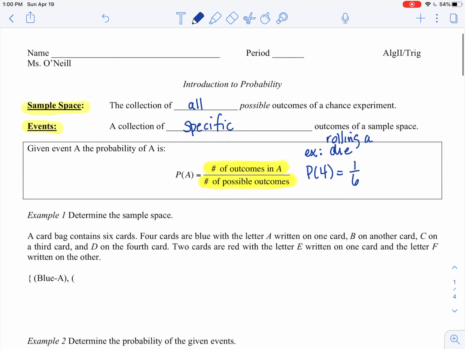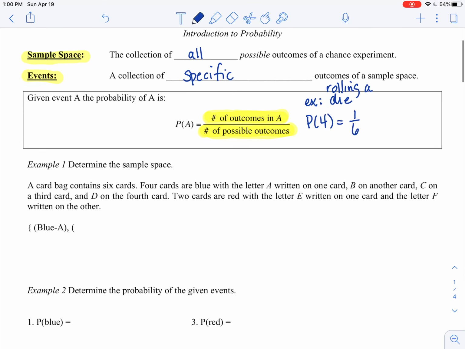Okay. So now if I take a look at example number 1, determine the sample space. A card bag contains 6 cards. 4 of these cards are blue with the letter A, B, C, or D written on them. 2 cards are red with the letter E or F written on them. So we first want to list out all the situations that could occur. Blue and A, B, C are not separate from each other. You'll notice you have a blue card that has an A on it. That's why you see blue A as the first thing in the sample space.